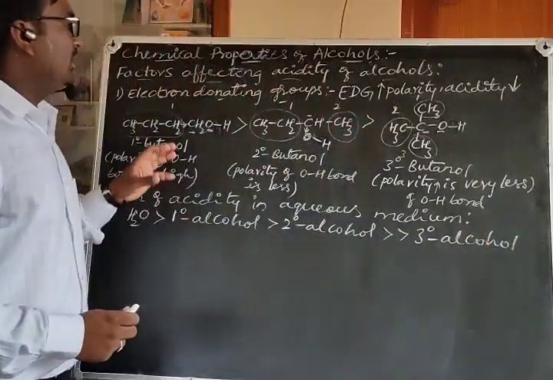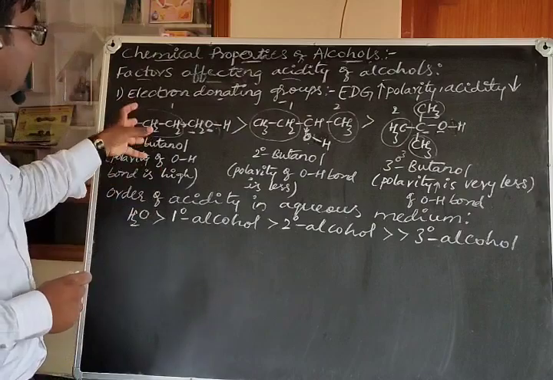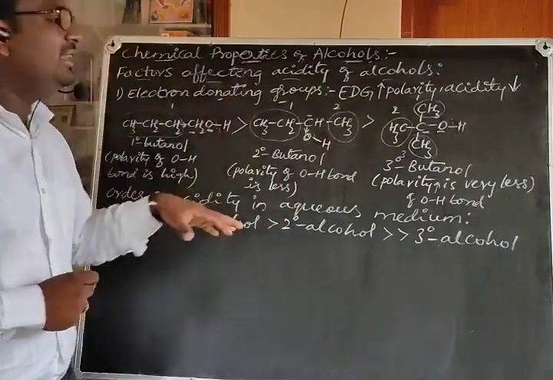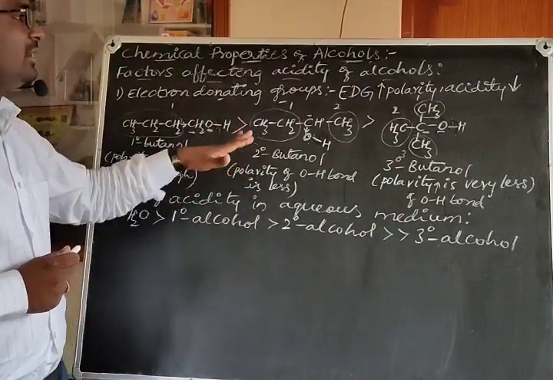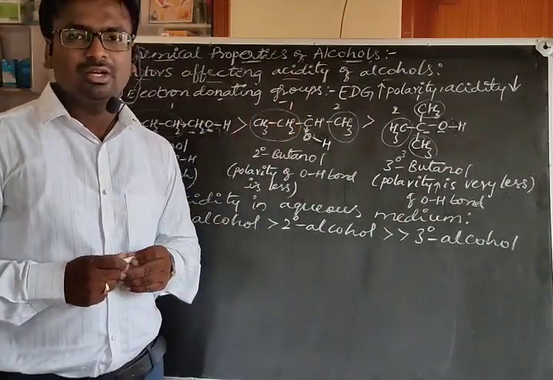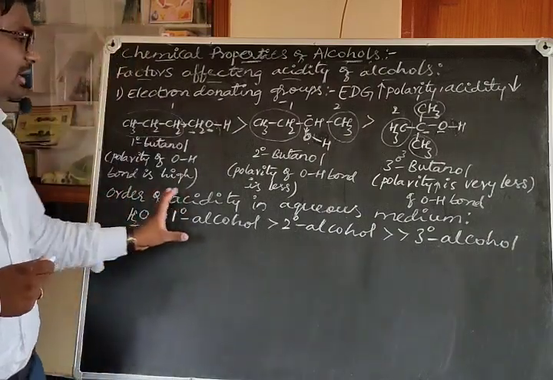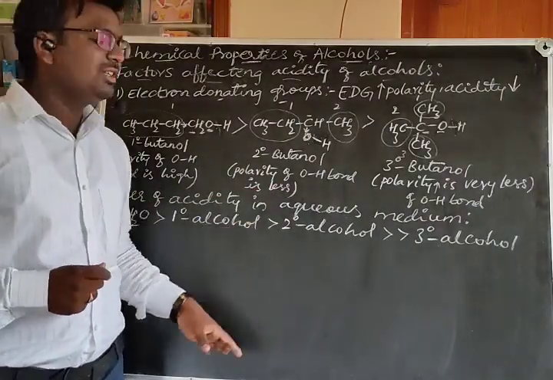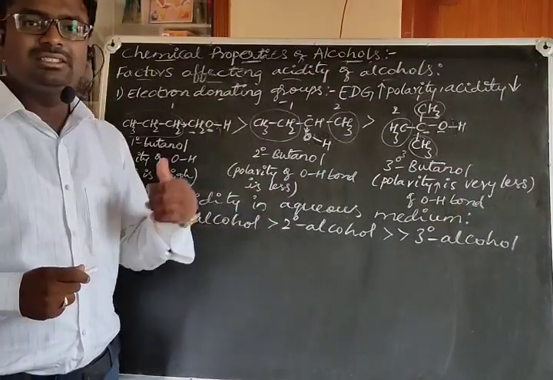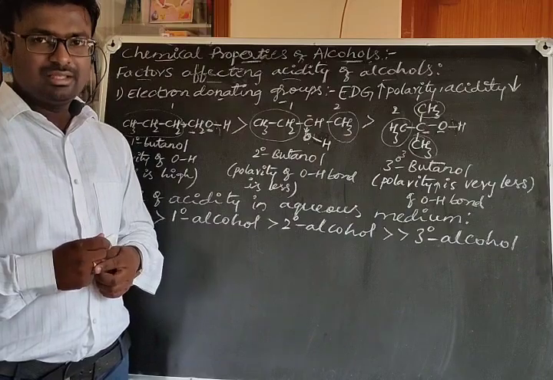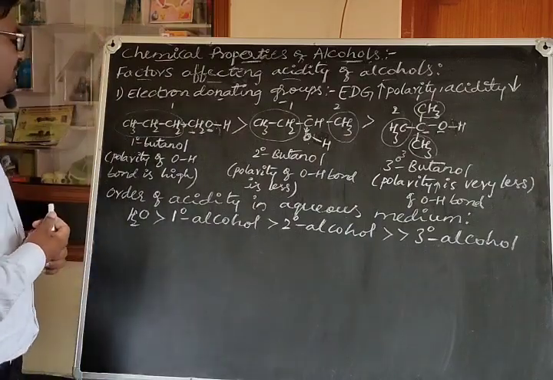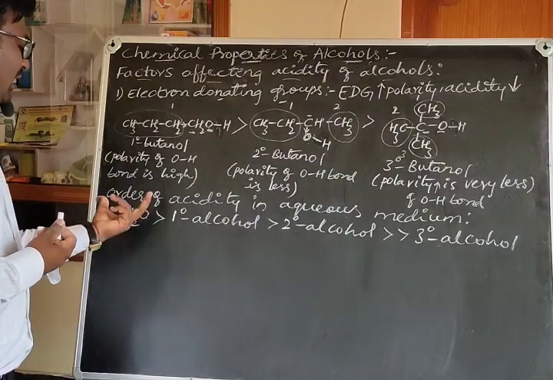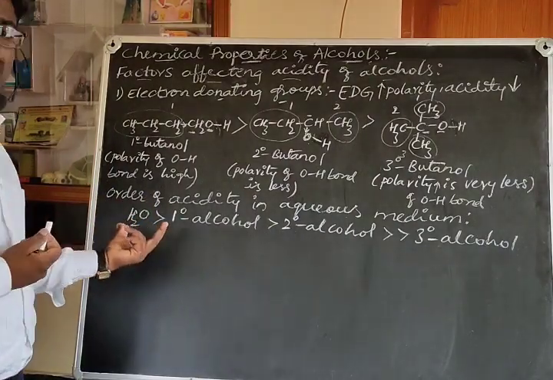So the conclusion is that as we increase the number of electron donating groups on the alcohol, its polarity decreases, thereby decreasing the acidity of the alcohol. This is the correct order for acidity of alcohol. This works very well in the aqueous medium, but in the gaseous phase it is a little bit different. Here we shall consider the acidity of alcohols versus water.